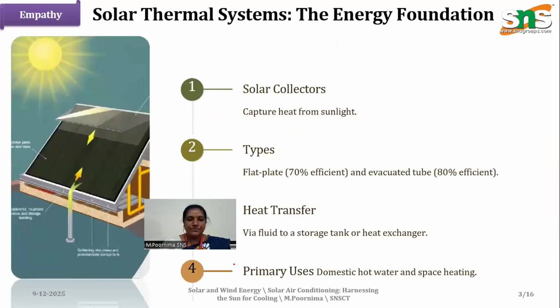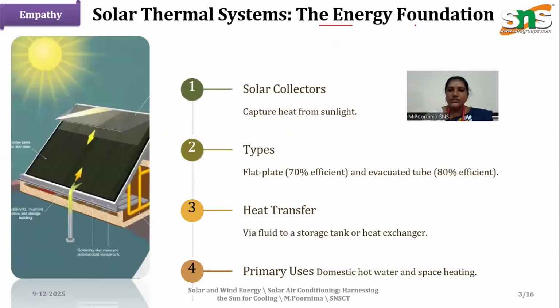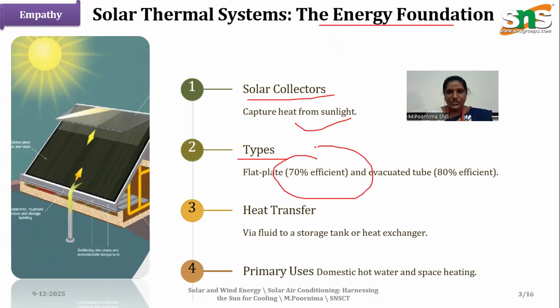Now coming to the solar thermal system, where the energy foundations are. Here we have a solar collector which captures the heat from sunlight, and the types are the flat type, which has an efficiency of 70 percent, and the tube type, which is 80 percent. The heat is transferred via fluid to a storage tank or heat exchangers. The primary usages are domestic hot water and space heating, etc. So these are the energy foundations.